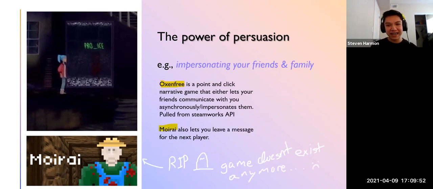And the power of persuasion, impersonating your friends and family. This is where things can get a little interesting. Oxenfree is a point and click narrative game that lets your friends communicate with you asynchronously, and it impersonates them. Other games that do this include Death Stranding, which tried to coin the term strand game, and even Dark Souls, where you can leave notes for other players or leave things behind. But the great part about this game was that even if your friends didn't play the game, it would still pretend that they did, and pull from your Steam friends list.